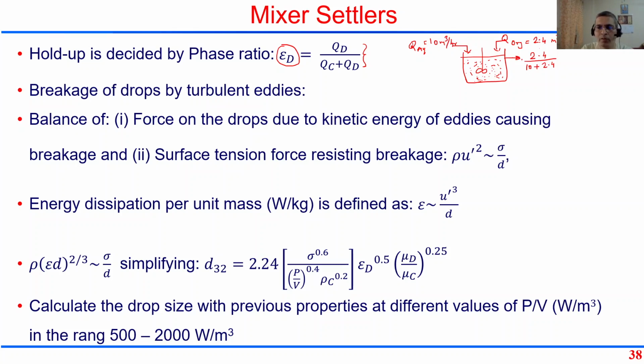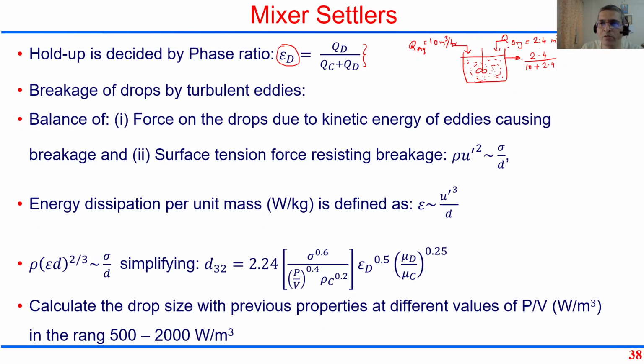Just think about it. Hold up is no longer in our hand. It is no longer decided by the slip between the two phases. It's no longer decided by the characteristic velocity. It is decided by the mixing behavior. If it is well mixed, then the concentration of drops, or hold up if you like, is the same at the outlet and at any point inside the column, inside the mixer settler.